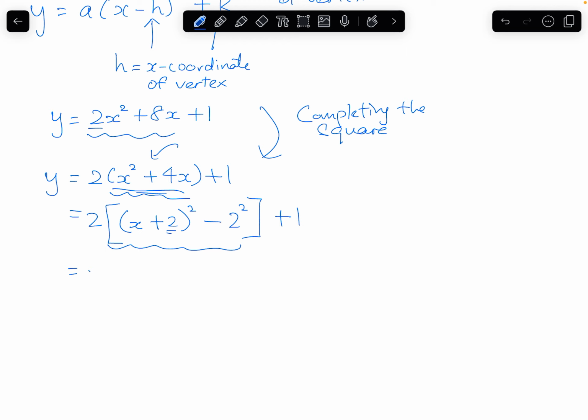So what I'm going to do is take 2 multiplied by this. So I'm going to get 2 multiplied by (x plus 2) squared. Then what I'm going to do next is take 2 multiplied by 2 squared. Okay, so that's going to give me 8, all right, because 2 squared is 4, then 2 times 4 is basically 8. And I'll put plus 1. So I'm going to simplify my expression, and I'm going to get something like this.